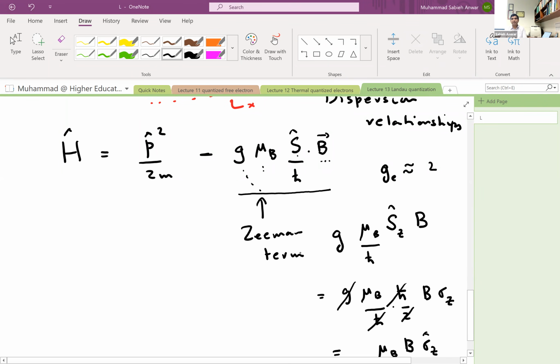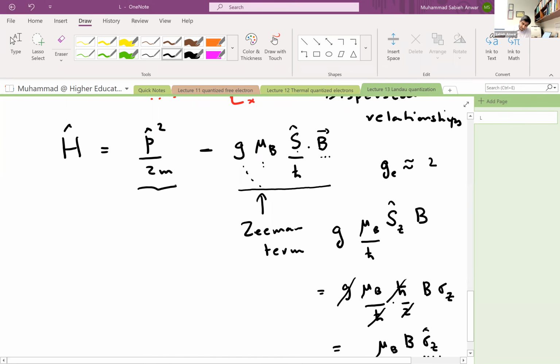And we've already seen this when we were discussing the Pauli paramagnetism example. The first term also is modified. So in the presence of a magnetic field, the momentum term here has to be replaced by the canonical momentum. And this canonical momentum is given by P plus Q A, where A is the vector potential. So P has to be replaced by P plus QA, which becomes P minus eA.